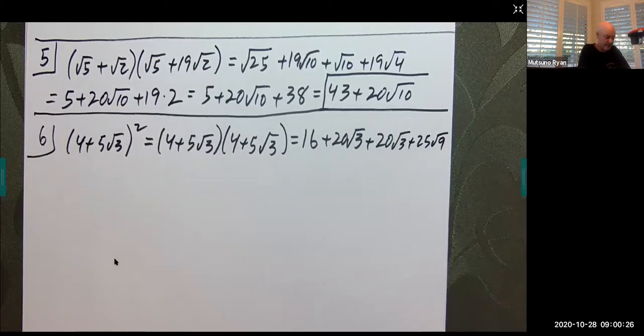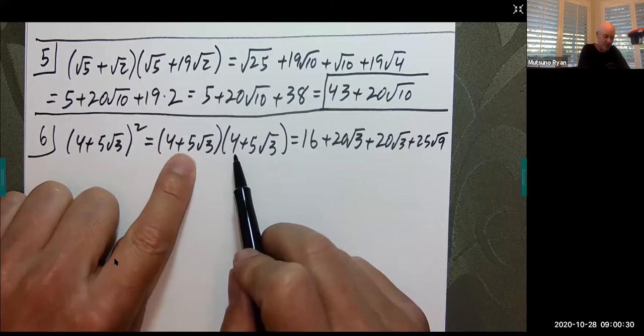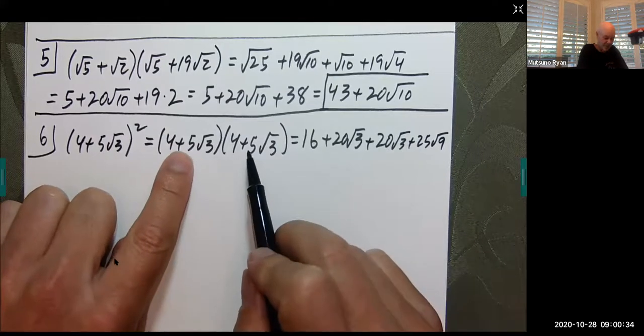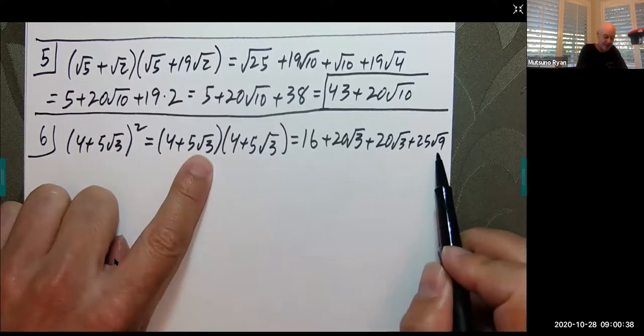So the outers, I get 4 times 5 is 20 root 3. The inners, 5 times 4, 20 root 3. That's where those two come from. And the last ones are 5 times 5 is 25. Root 3 times root 3 is root 9. And you can see that's going to come out of the radical there.